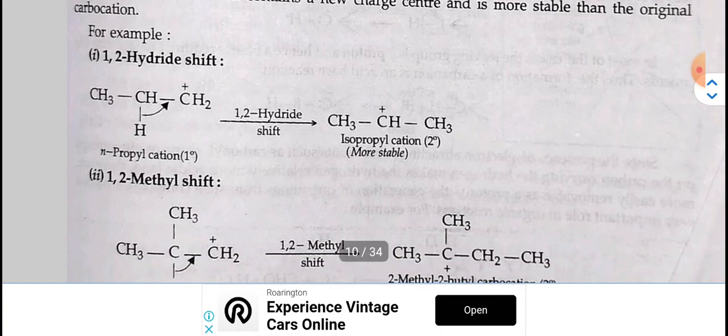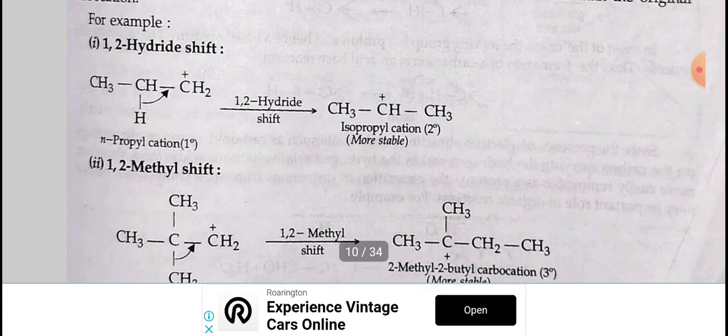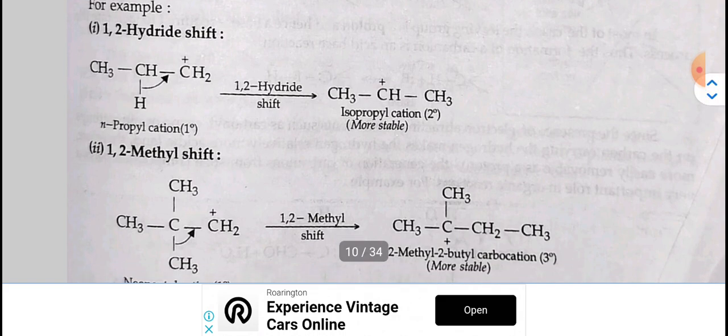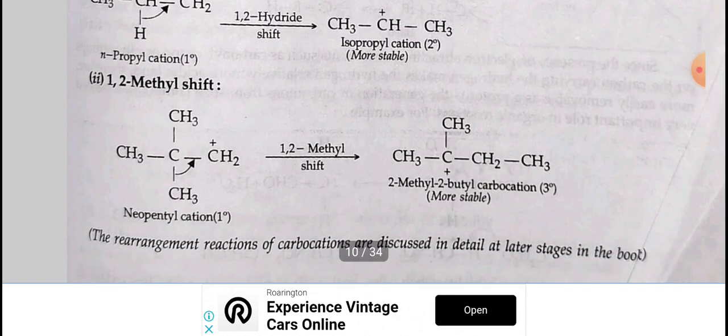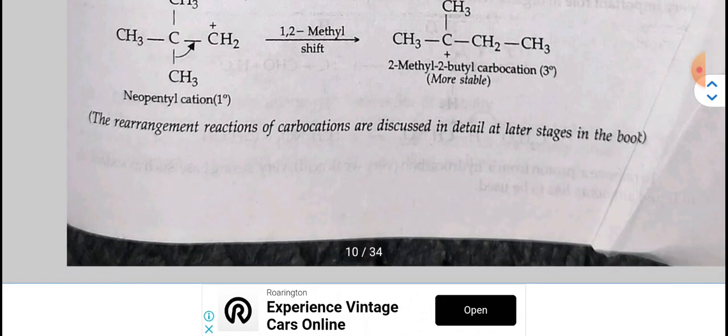1,2 shift. The n-propyl carbocation, by a 1,2 hydride shift, gives the isopropyl cation, which is secondary and more stable. The neopentyl carbocation, which is primary, by a 1,2 methyl shift gives the 2-methyl-2-butyl carbocation, which is tertiary and more stable.